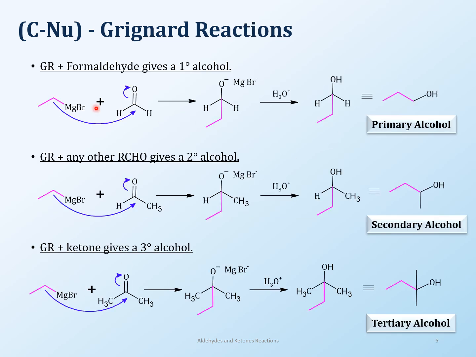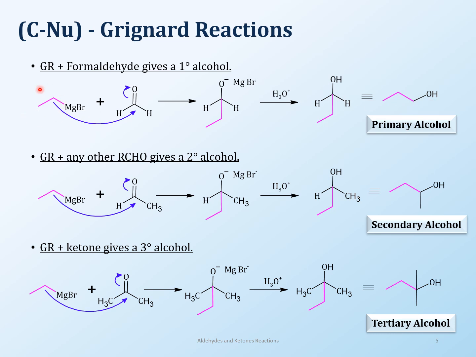Okay, so here's the Grignard. And then reaction with formaldehyde, an aldehyde, and a ketone. If you take a Grignard reagent with formaldehyde, you will end up getting a primary alcohol.